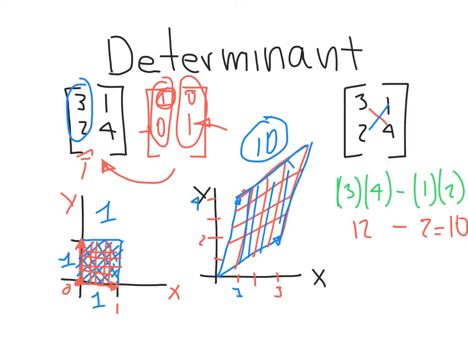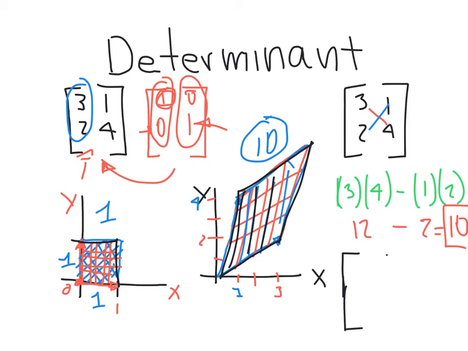So as you can see, the determinant is 10, and this 10 just means that this new figure formed by these two vectors and then closing them with parallel lines is 10 times larger than a 1 by 1 image.